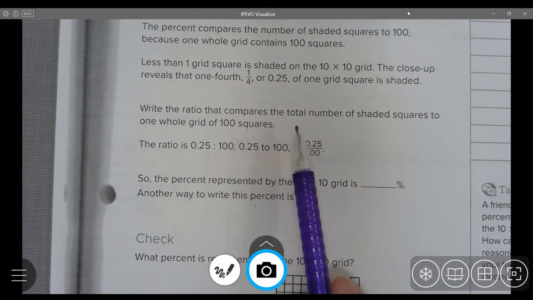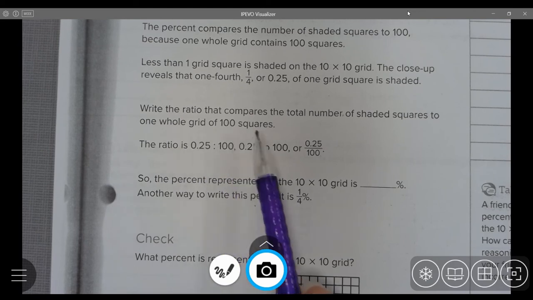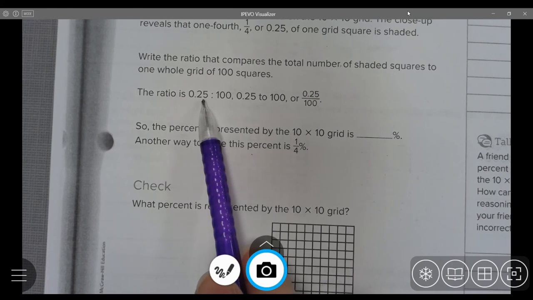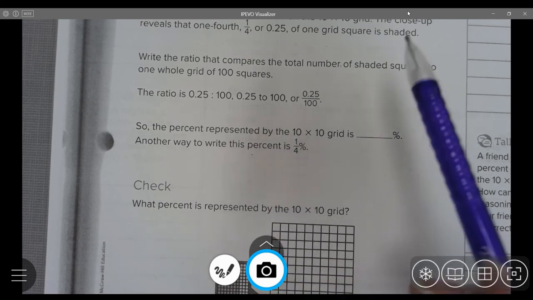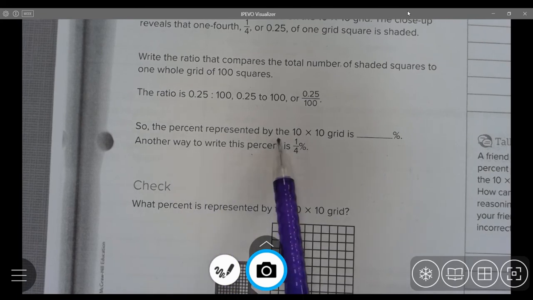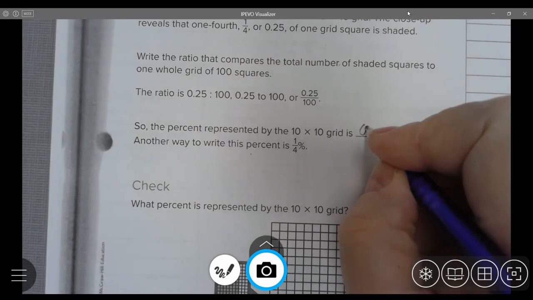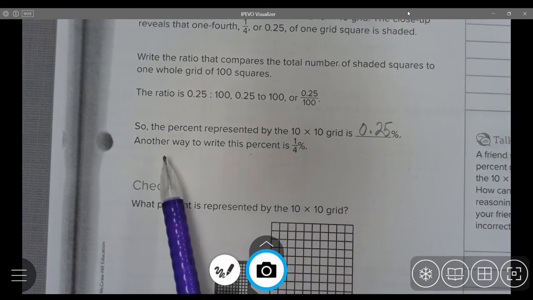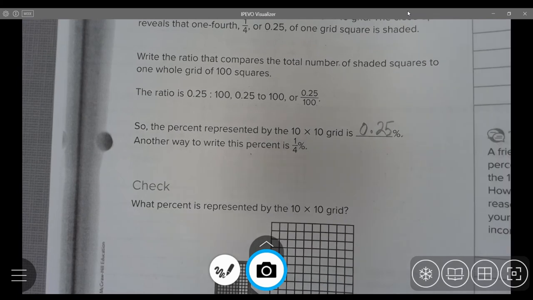Write a ratio that compares the total number of shaded squares to the whole grid of 100 squares. So the ratio would be 25 hundredths to 100, or 25 hundredths over 100. So the percent represented by the 10 by 10 square is 25 hundredths percent. Another way to write this percent would be 1/4 percent. Here's our check.